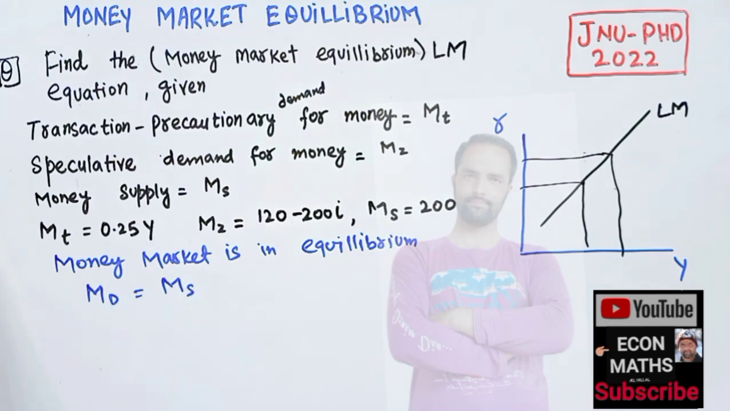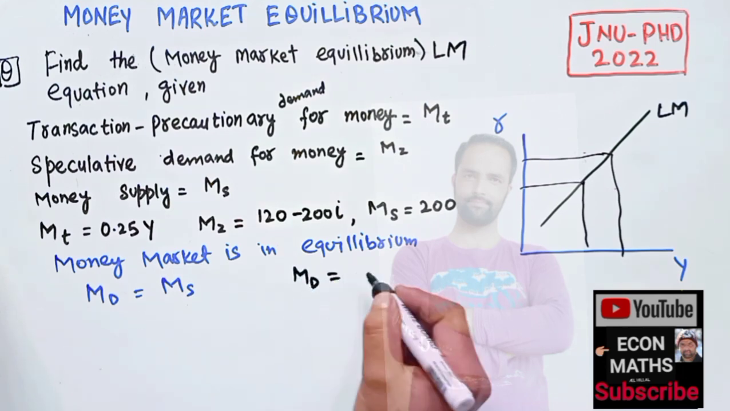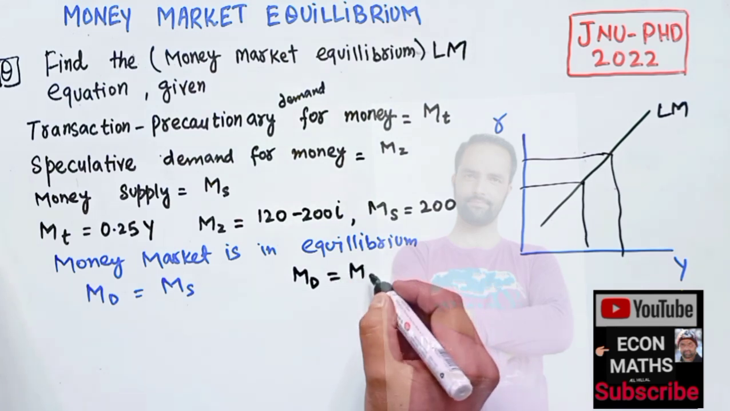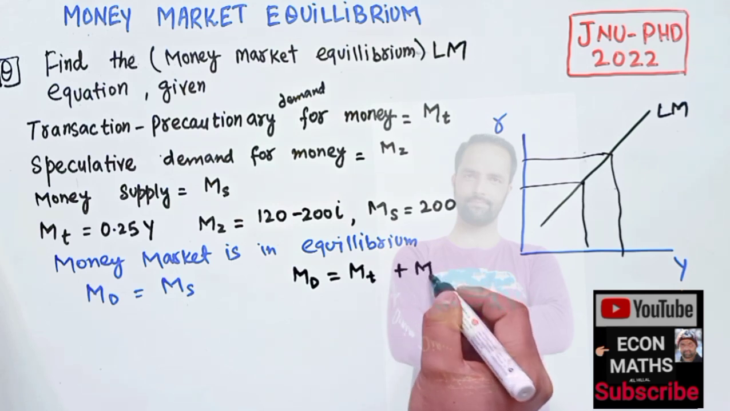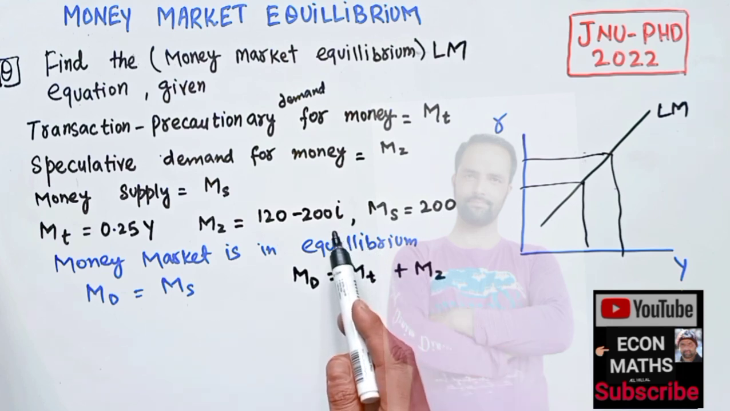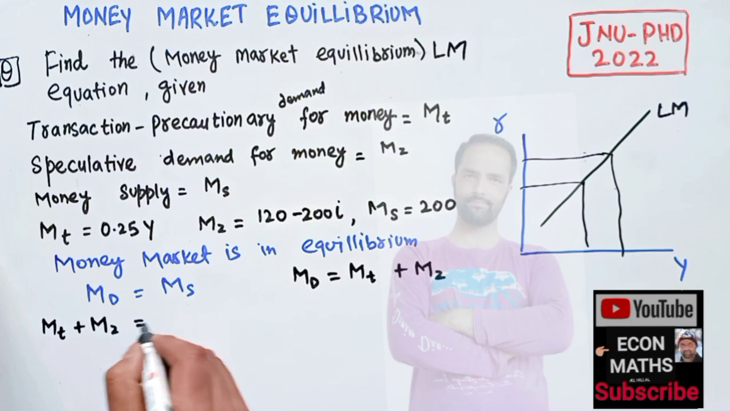Now demand for money has two components, let me write it here. Demand for money has two components, that is the transactionary plus precautionary demand for money, which is denoted by MT, plus the speculative demand for money, that is MZ. First is the transactionary demand for money, which depends upon the level of income, a positive function of level of income, and the speculative demand for money, which is a negative function of the interest rate. So in place of MD I can write MT plus MZ should be equal to MS.